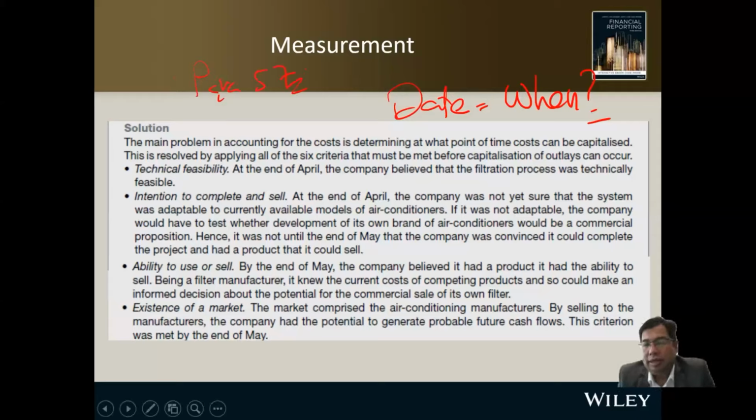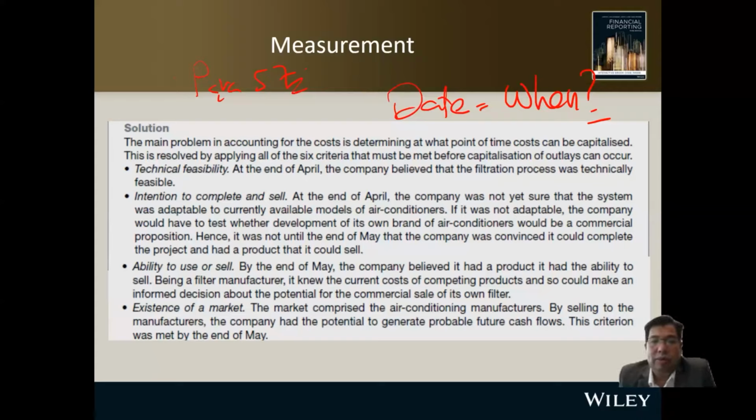Number 1 is technical feasibility. At the end of April, the company believed that the filtration process was technically feasible. So in the context of technical feasibility, we can say starting from May, because at the end of April, you already believe that this thing works.